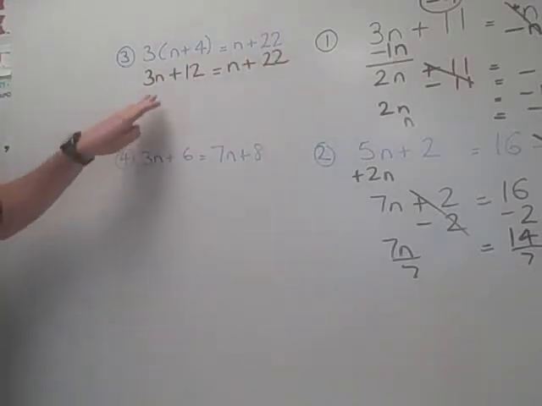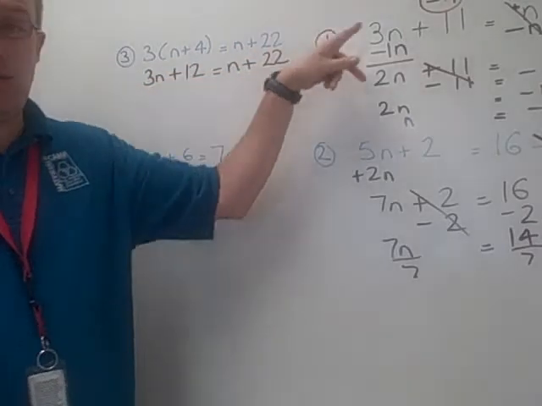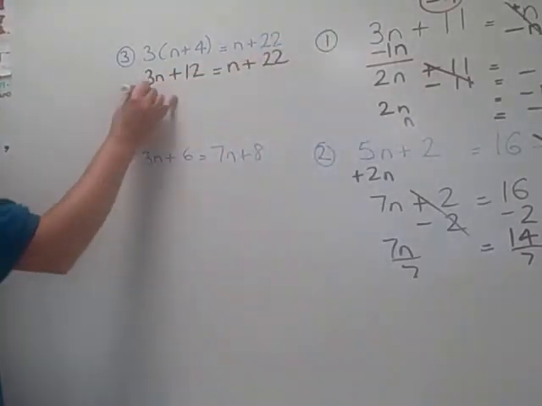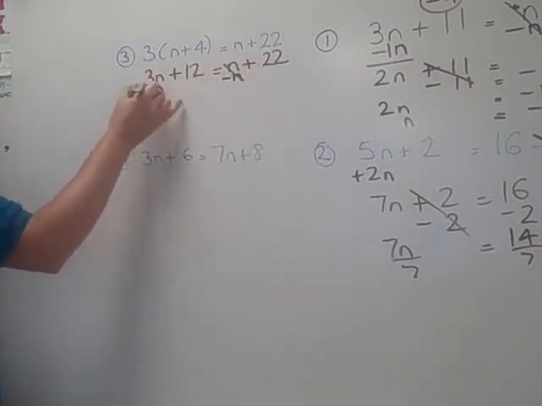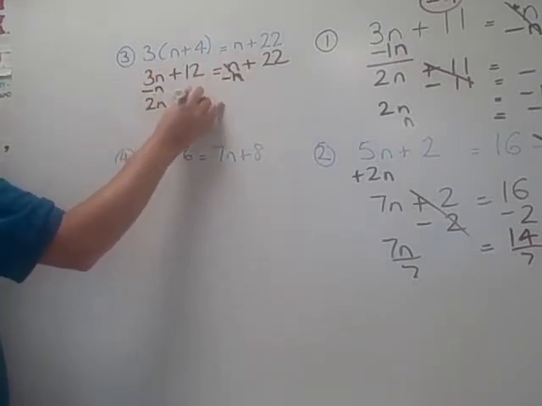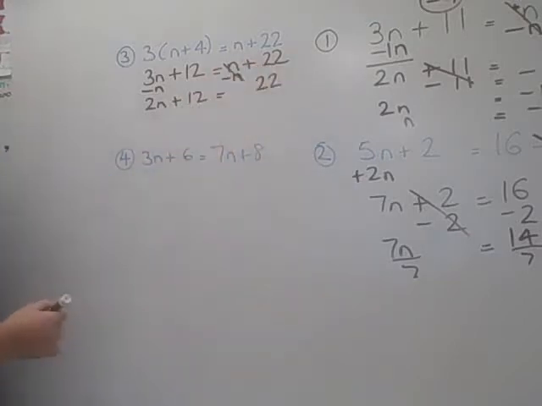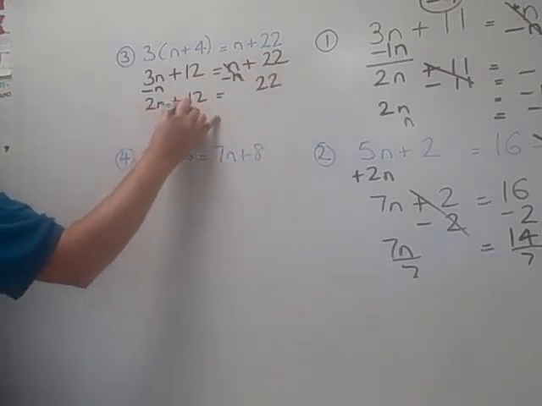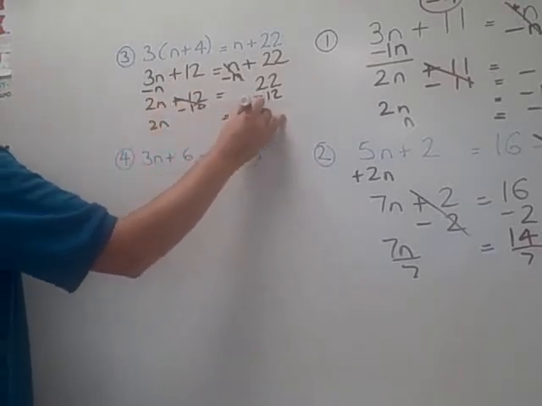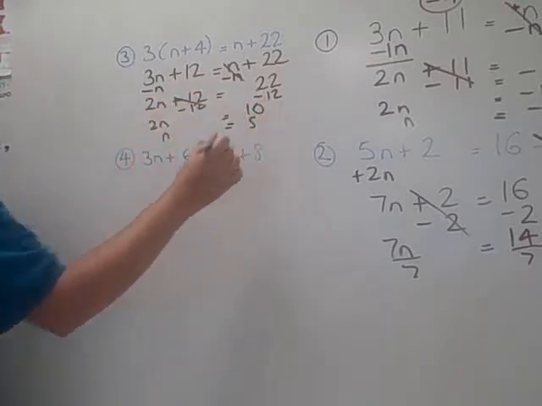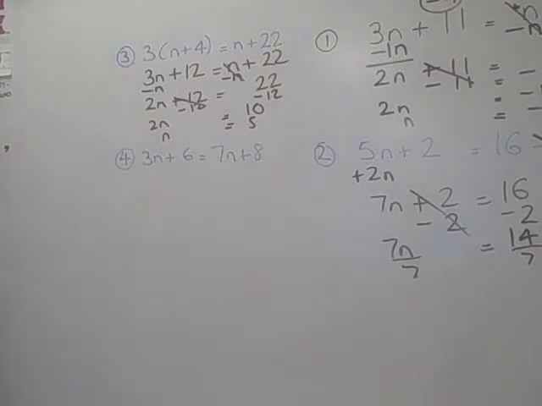So we can actually see here that we've got 3n and n, just like we actually had in the first question. So I'm going to subtract n from both sides, because that will cancel on the right-hand side, and 3n take away n is 2n. I'm going to subtract 12 from both sides, so that'll cancel, and I'll get 2n equals 10, and then divide by 2, and I end up with 5. So almost an identical question to question 1, except our answer was positive 5, whereas our other answer was negative 5.